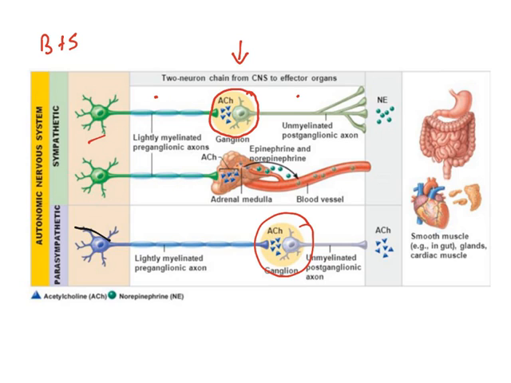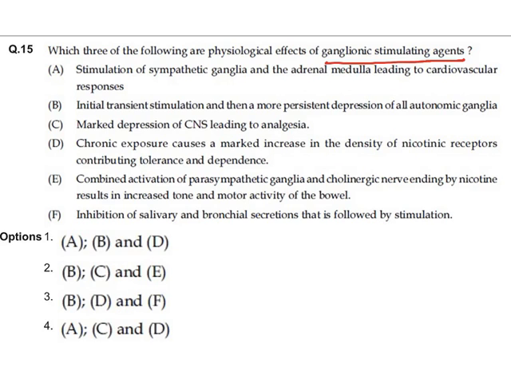Now, what is the middle one? See, the adrenal medulla has a single neuronal innervation without any ganglion, and that stimulation results in the release of epinephrine and norepinephrine. So this is what happens in sympathetic and parasympathetic systems. Getting back to the question, it is about what happens with ganglionic stimulating agents.